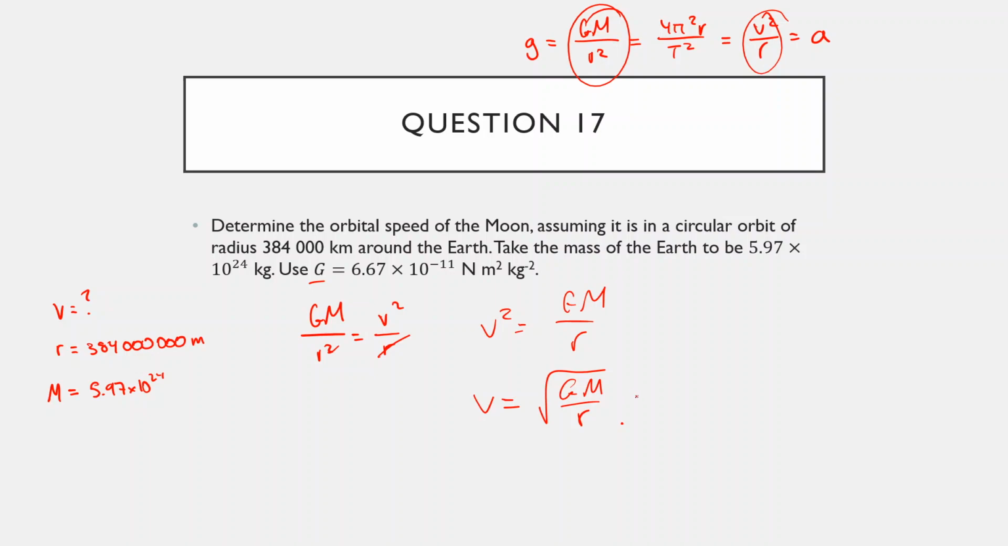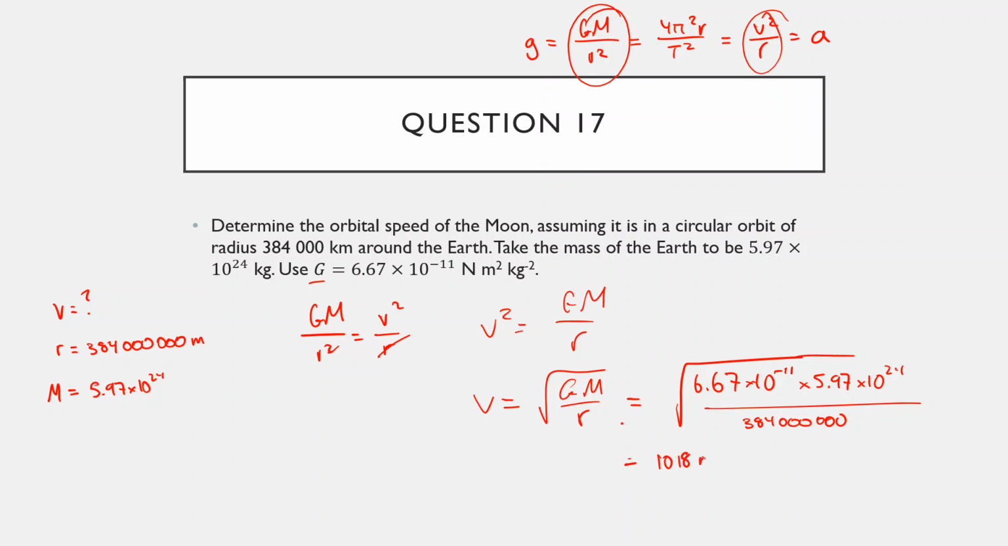All right, so let's calculate this. 6.67 times 10 to the negative 11 times 5.97 times 10 to the 24 over 384,000,000. Chuck all that on your calculator. You end up getting something around 1,018 meters per second. Just make sure when you're using this particular equation, like always, make sure your mass is in kilograms and your radius is in meters, and everything should be fine.